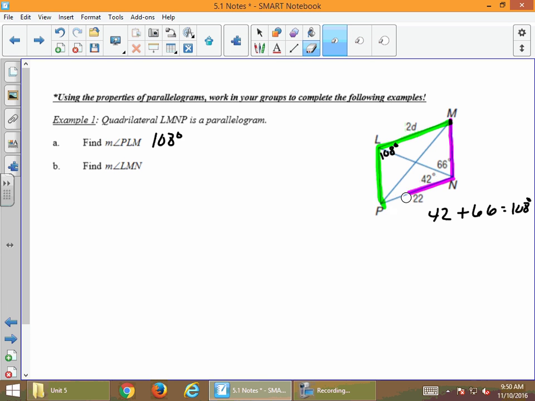Well, to do that, I'm going to erase these angles that are highlighted. We want to find this guy right here, LMN. Well, we don't know the angle across from LMN. But what do we know about the angles next to each other? They equal 180. So if this is 108, what can we do to find that angle? Subtract it from 180. So all we have to do is 180 minus 108, and we have that other angle. 72.